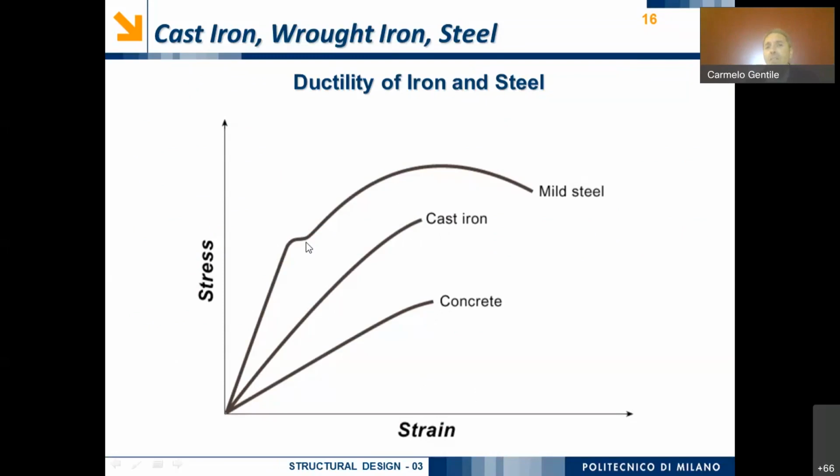In terms of mild steel, there is a linear behavior until this value, which is yielding, and afterward we have a hardening phase of the behavior of the material. And of course, the value of the yielding stress, but also the value of the maximum stress, is much higher than cast iron.